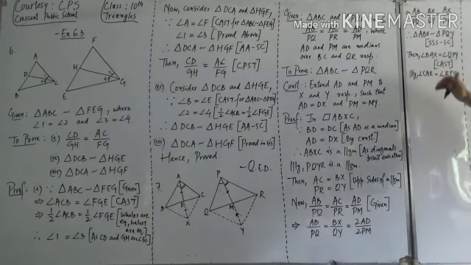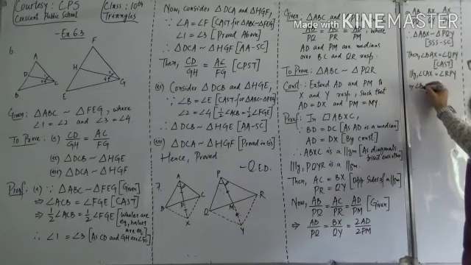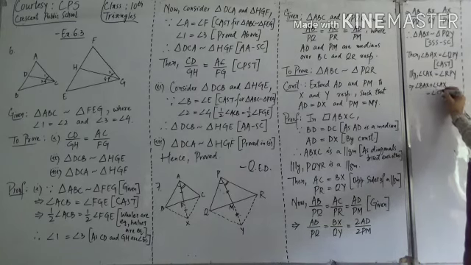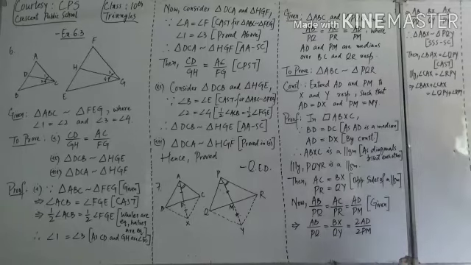Good. Now adding these equations, what you'll get, which implies that angle BAX plus angle CAX is equal to angle QPY plus angle RPY. You got it? Adding this equation and this equation. So BAX plus CAX is equal to QPY plus RPY.